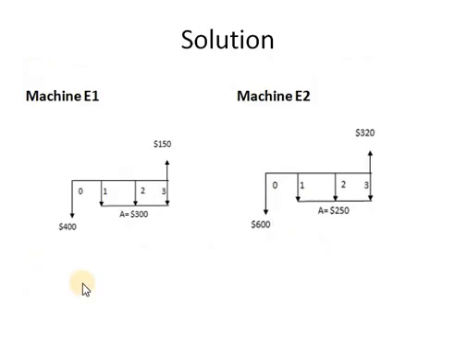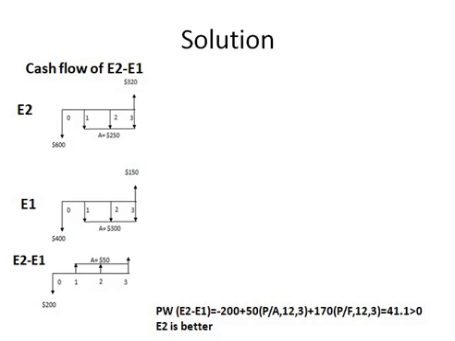So I begin by drawing the cash flow of both. Then, here in the solution, I will put the cash flow related to E2, E1, and I want to draw the cash flow related to E2 minus E1. So I arrange them above each other, and I will begin.